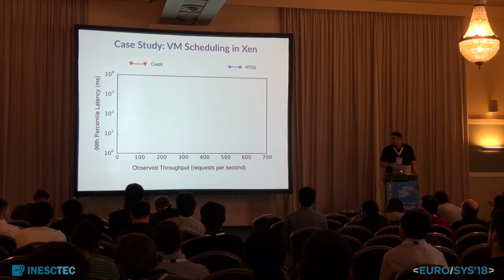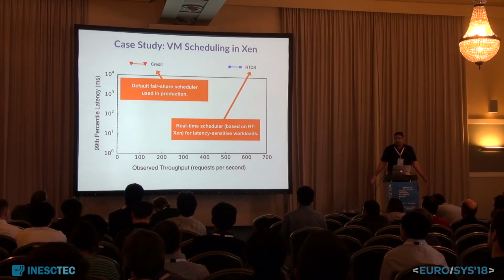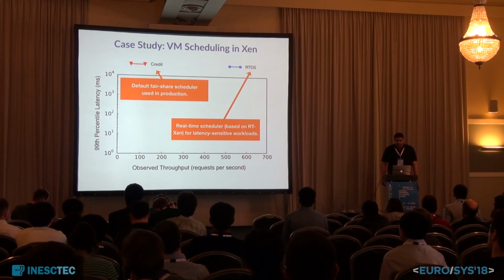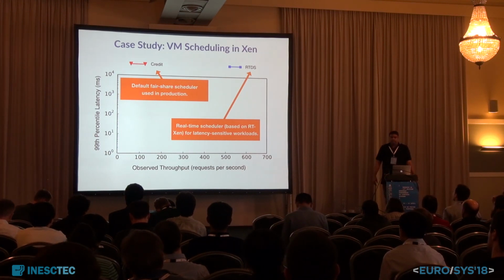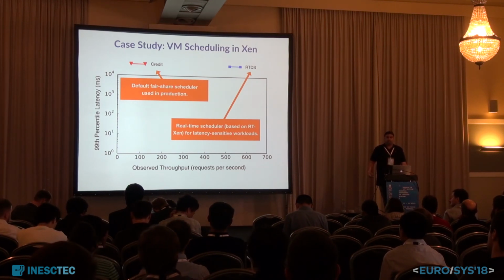And I'm going to present results for two Xen schedulers, Credit and RTDS. Credit is the default fair share scheduler that's within Xen. This is typically what's used in production today. RTDS, on the other hand, is a somewhat recent addition. It's a real-time scheduler aimed at latency-sensitive workloads, and it derives from the RT-Xen project.